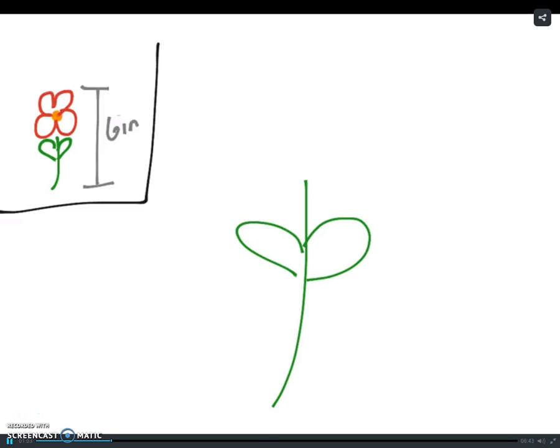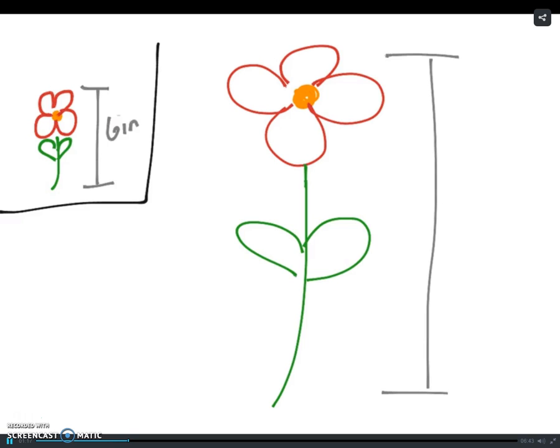So I would sketch my flower. You'll have to forgive me, I'm obviously not an artist. It would be an exact replica. Again, bear with me, it's an exact replica. And it would be double the height, so it would be 12 inches tall. So I put that on my paper. And so this would be a scale drawing.